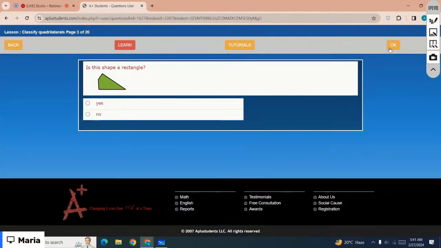Sorry, is this shape a rectangle? Which is the correct option? The correct option is no. That is not a rectangle.